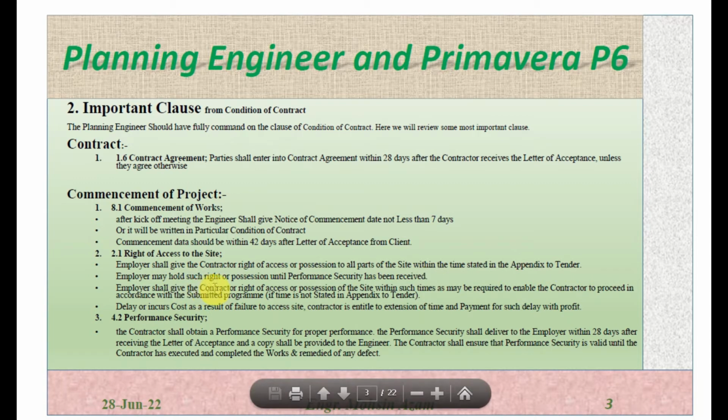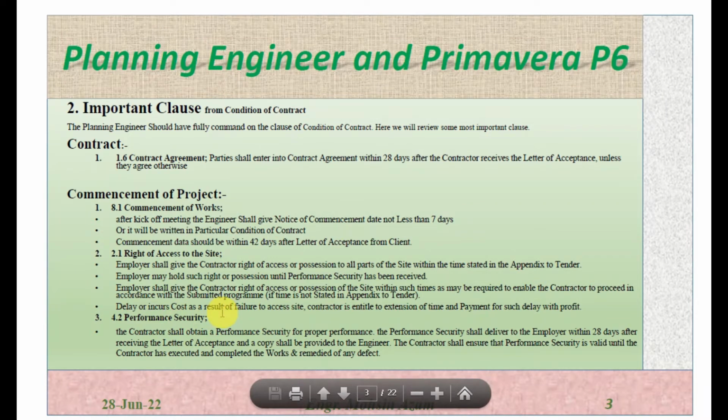The employer shall give the contractor right of access or possession of the site within such time as may be required to enable the contractor to proceed in accordance with the program. As it is written here, the possession of the site should be given at the appropriate time so that the contractor can follow their program of work. It means the possession should be given at such a time that it cannot impact the completion of the project.